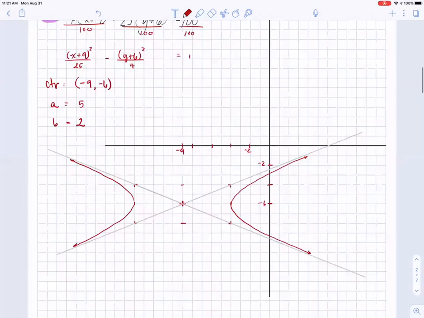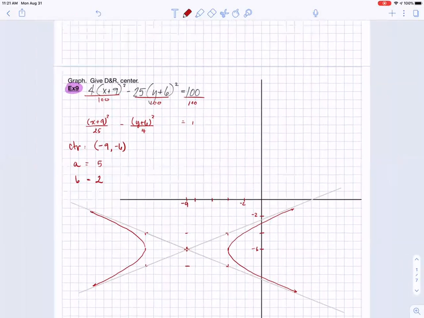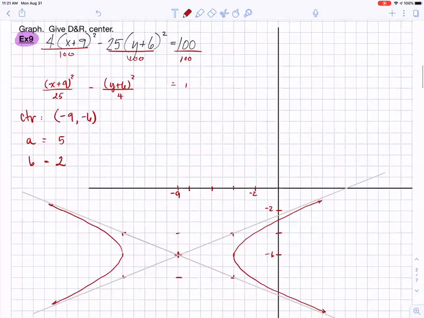Now, in the directions, I was asked for a few things, and I've done almost everything I needed. I was able to graph it. I was able to give the center. I still need to give the domain and range. So what is my domain? From left to right, where do I begin?